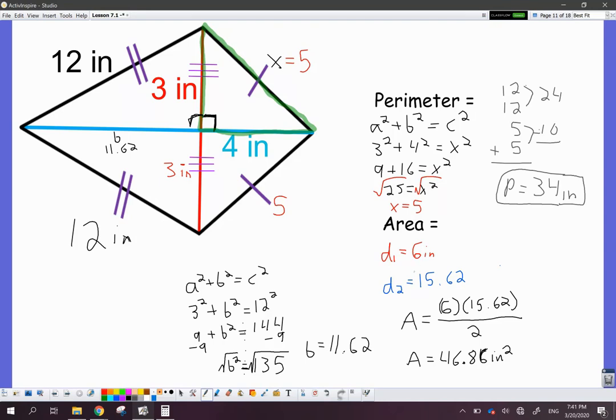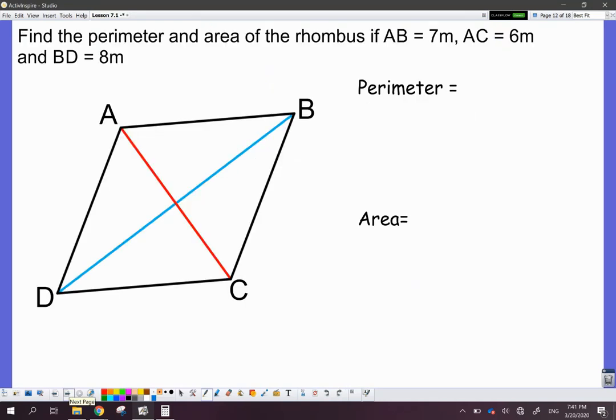Let's continue with a rhombus. So find the perimeter and the area of the rhombus if AB equals 7 meters, AC equals 6 meters, and BD equals 8 meters. So when I have a problem like this, always start by labeling the numbers that we have. So I know AB is 7, AC, this one here is 6, and that's my entire diagonal, 6 meters, sorry. And BD, my other diagonal, is 8 meters.